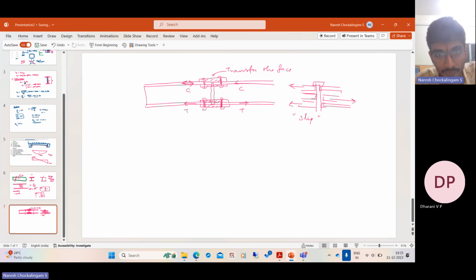If you have a connection like this, one reason is there is no shear transfer between the two. So there is no web in between the two. So these two can move relative to each other. So there is no shear transfer. Therefore, the bending moment capacity is greatly reduced wherever we have a connection.